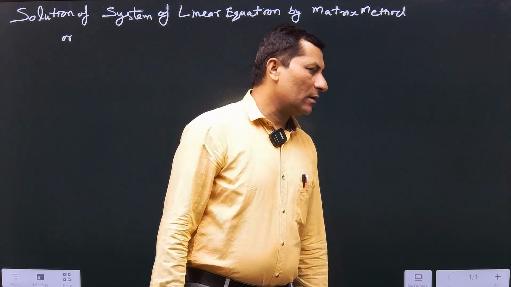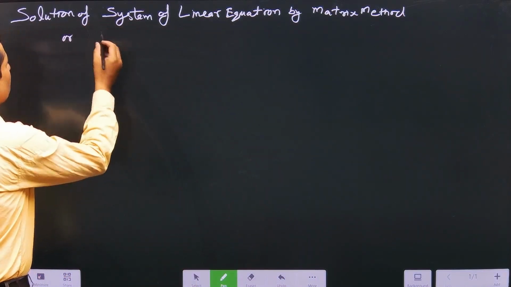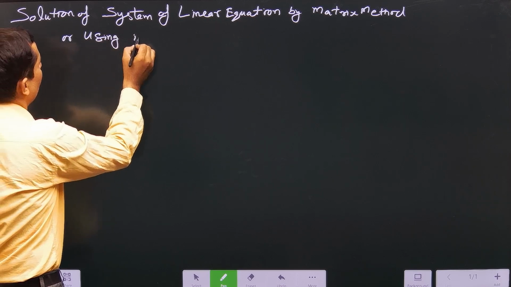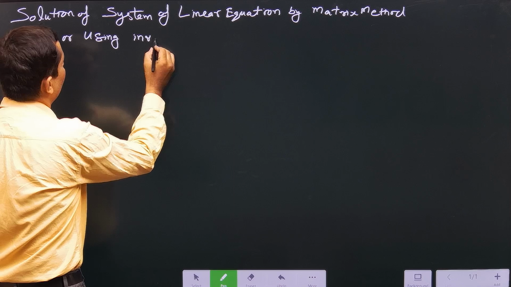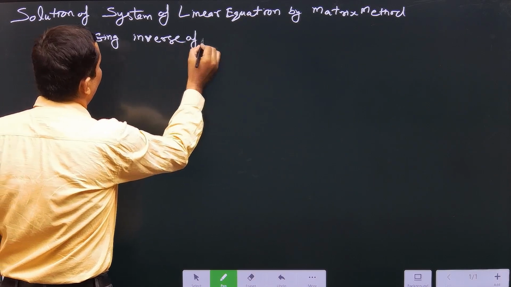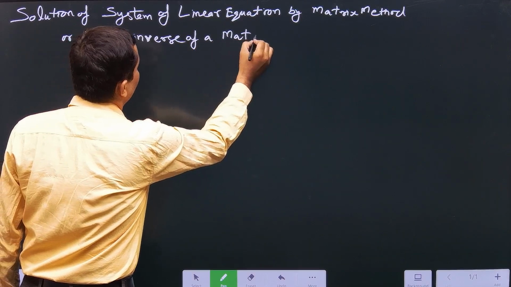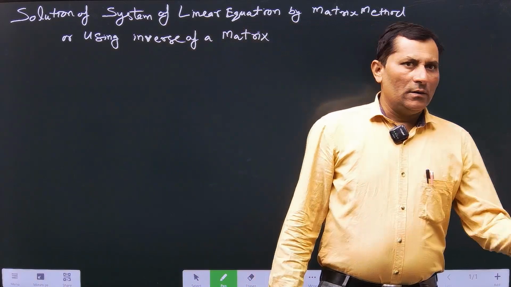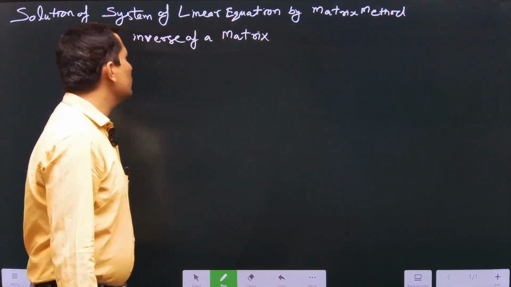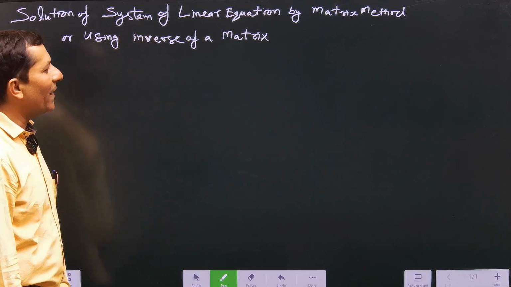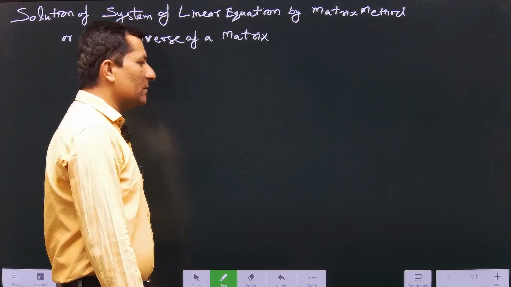And another name we can also mention, and can say that, using the inverse of a matrix, with the help of matrix method, we solve linear equations in 2 variables and linear equations in 3 variables.